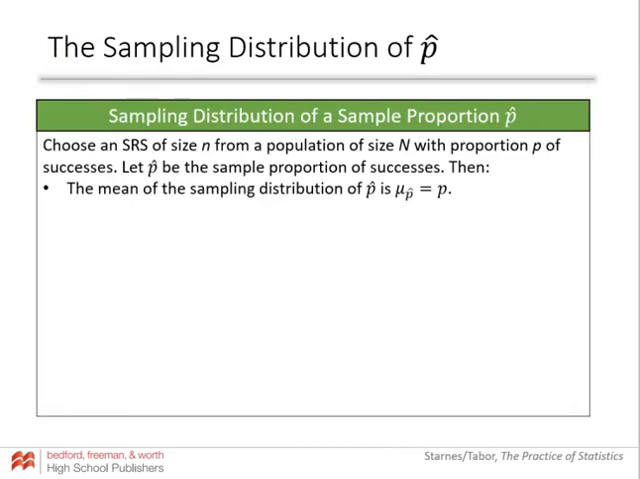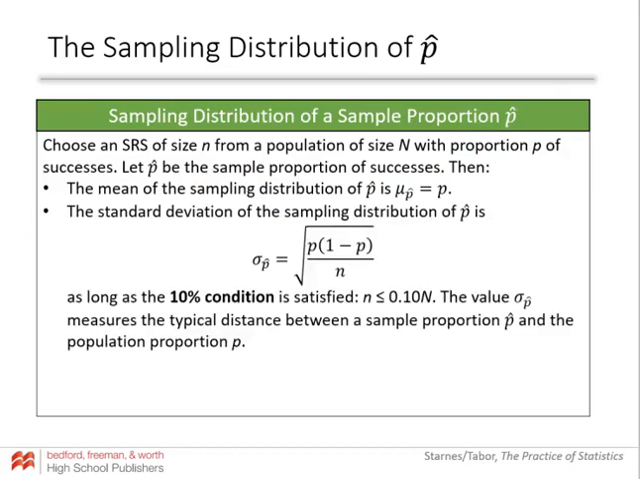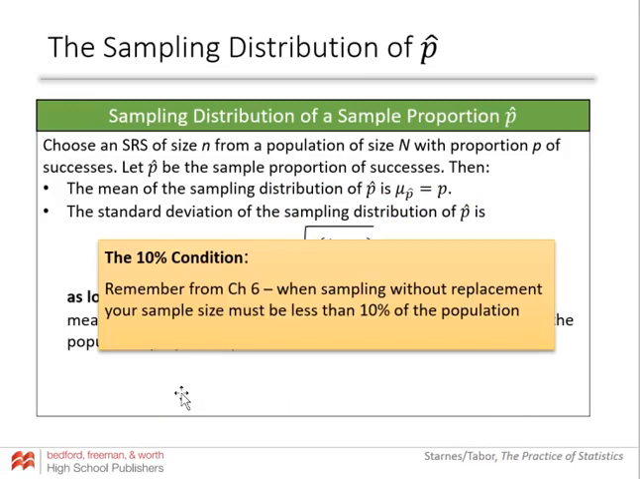To sum it up on one page, when we talk about the center of the sampling distribution of a sample proportion, the mean is equal to the population proportion. When we talk about standard deviation, here is the formula: P times 1 minus P over N, and then we take the square root of that whole thing, as long as the 10% condition is satisfied. Remember we talked about this last chapter. The 10% condition just says your samples have to be less than 10% of the whole population. That way we're okay with sampling without replacement.